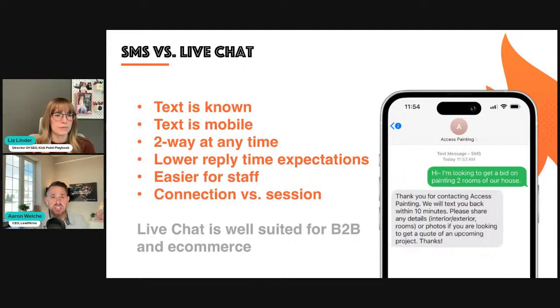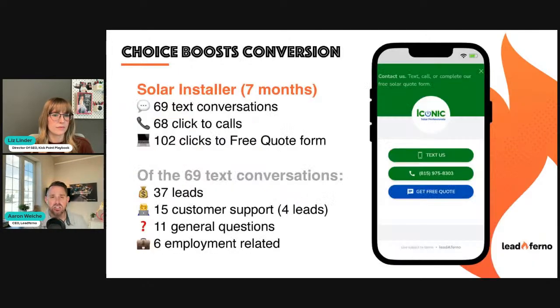Texting is easier for your staff because we all know how to text. Training people on live chat can be stressful and difficult for some. And as I alluded to in that last one, texting is a connection, versus live chat just being a session.